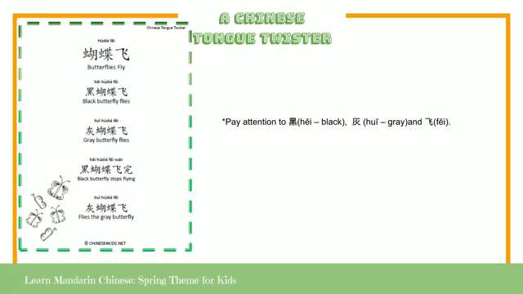I am going to read it, and you can read after me. Okay, it's a bit challenging if you don't get your tongues right. So I will start very slowly, and then I will read it again. 黑蝴蝶飞，灰蝴蝶飞，黑蝴蝶飞完，灰蝴蝶飞。See, you need to pay attention to 黑、灰 and 飞. They are quite similar. Okay, I will read it again, this time a bit faster.